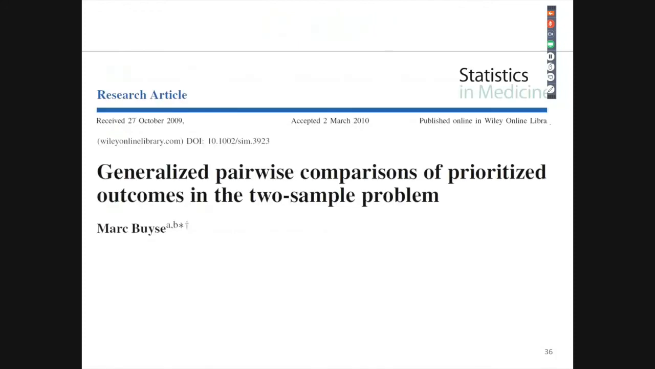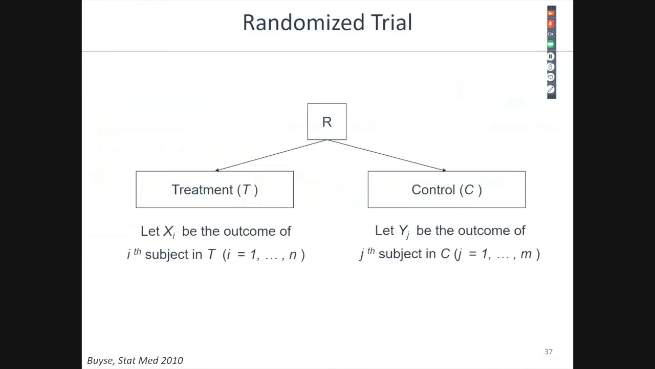Finally, let me talk about a generalized method which could be applied in the situation of immuno-oncology trials with these different shapes of survival curves. This is the idea of generalized pairwise comparisons, which was proposed by Mark Boyce, our colleague from IDDI. And the idea is very simple.